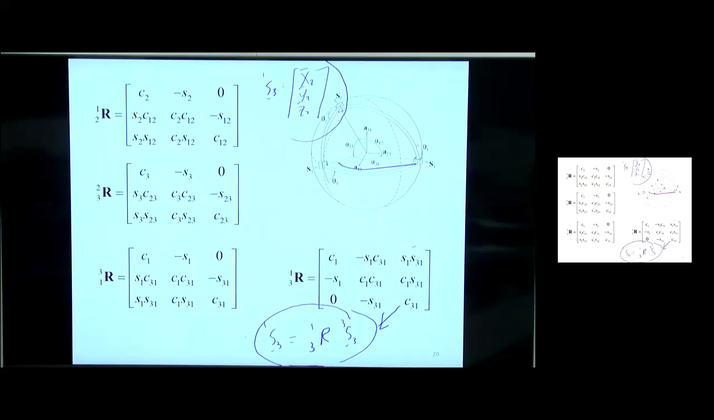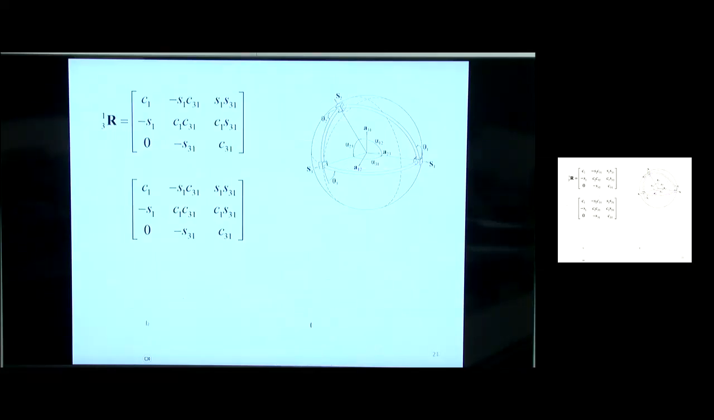Okay, so if we do this step that I just have in purple here, I'm going to hit down because I think on the next page it's going to be a little cleaner. Here's R3 to 1. So if I take S3 in the third, I will get S3 in the first. S3 in the third is 0, 0, 1, so when I do row by column, we get that last column. I'm going to write it as S31 S1, S31 C1, and C31.